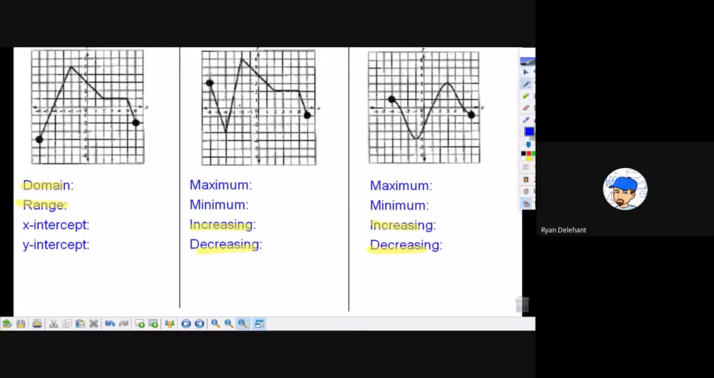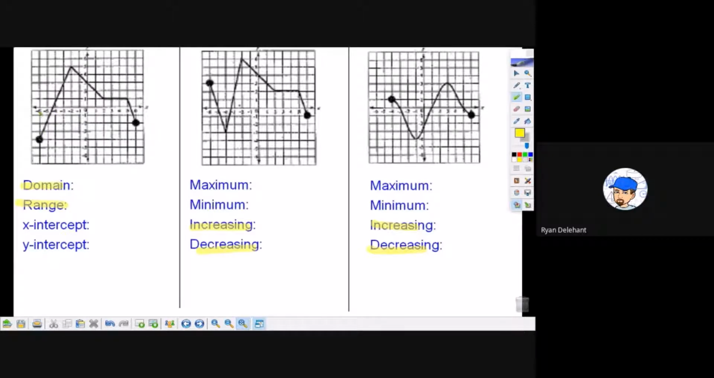So let's talk domain and range here. Domain is the space that the graph takes up on the X. When you look at this for domain and range, I picked these graphs very specifically because they had endpoints on. They don't go to infinity. Makes domain and stuff like that easier to see.